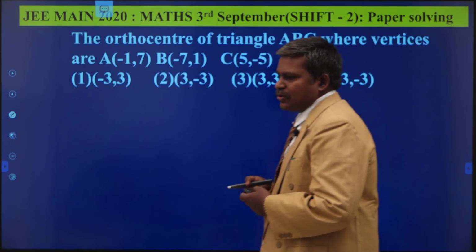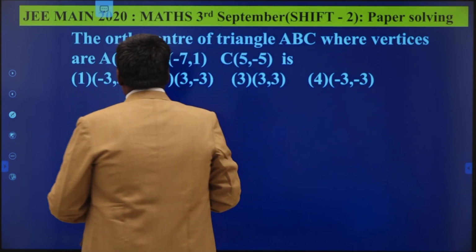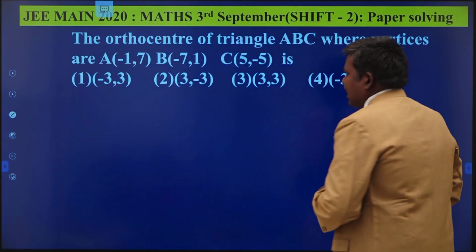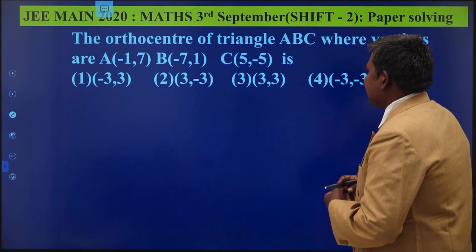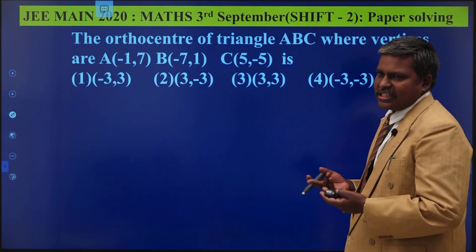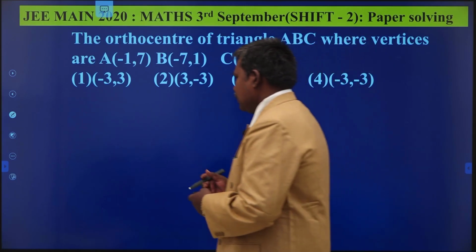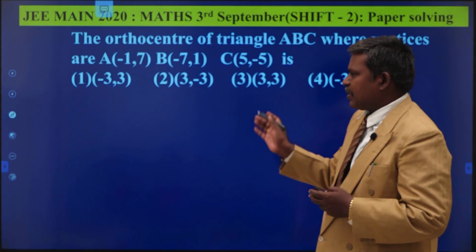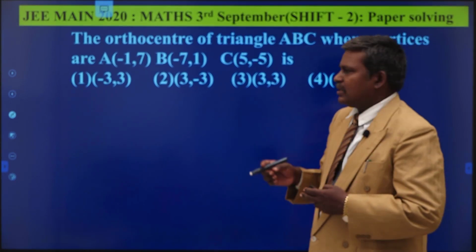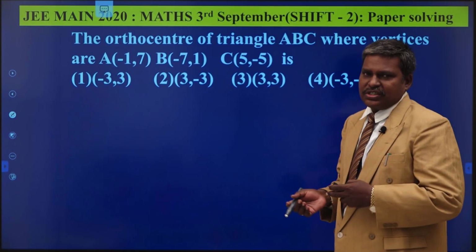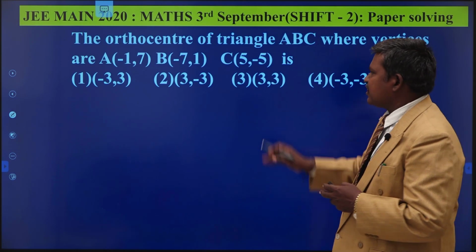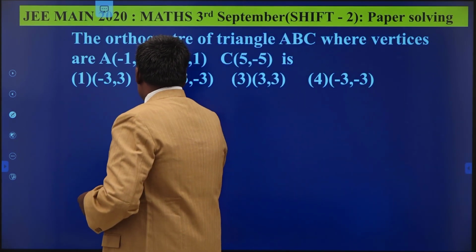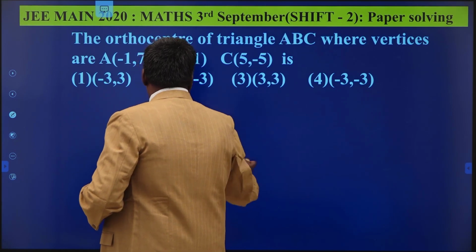This is a very simple question related to straight lines. The orthocenter of the triangle ABC, whose vertices are minus 1 comma 7, minus 7 comma 1 and 5 comma minus 1. Very simple question. This type of question is asked to compensate for some large questions. The previous question was a little bit large and a logical question. To compensate for that, they give this type of small questions. So just by verification itself we can find the orthocenter.